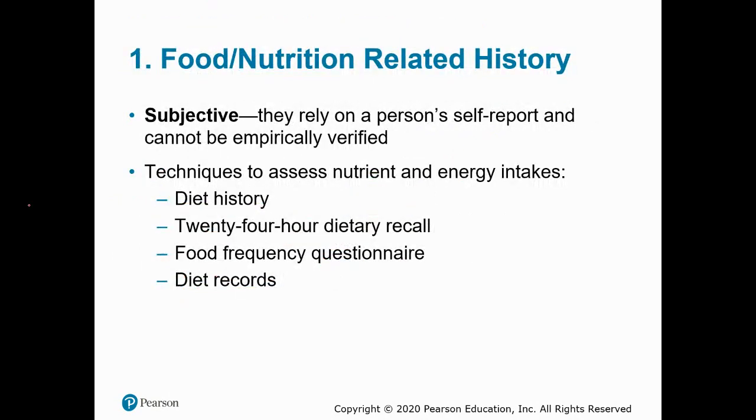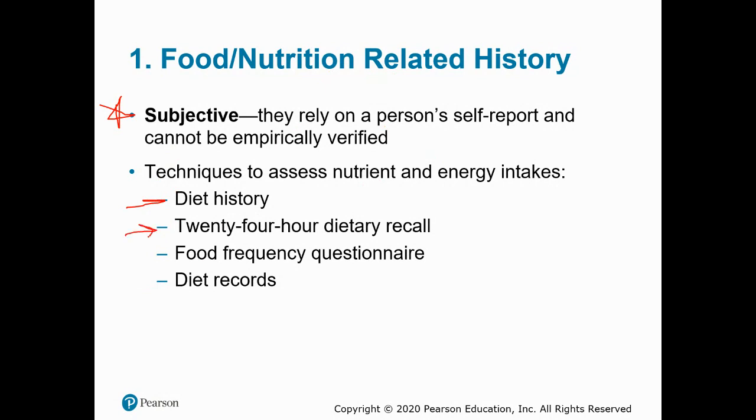So food and nutrition history, this is very subjective data. This is not objective. It's subject to the person and subject to their interpretation of it. So there are different ways that we can collect food and nutrition history. One is just a diet history, where you just sort of ask them, what do you typically eat? Just tell me what you typically eat. Not very specific, right? And again, subject to the person's memory and their willingness to accurately self-report.